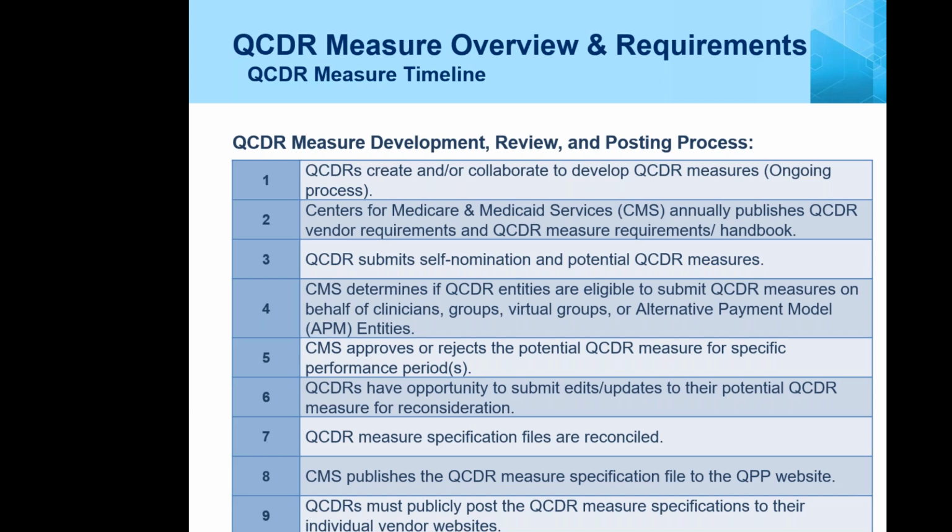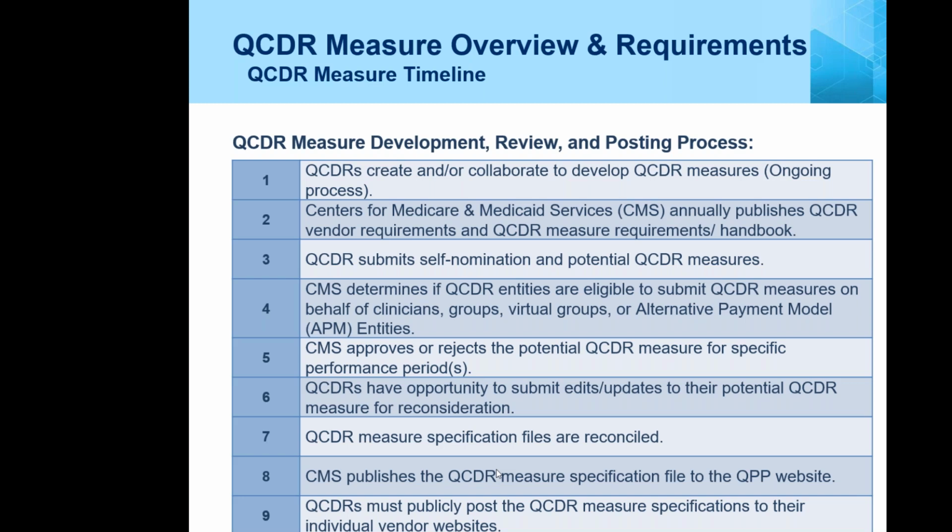The first part of the review process is that CMS will determine if the QCDR itself as an organization is eligible to submit measures on behalf of the clinician group, virtual group, or APM entities. A review process, which is a multi-level review process with different levels of CMS leadership, will occur, and the measures then become approved or rejected for that specific performance period.